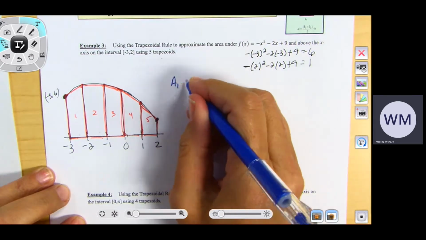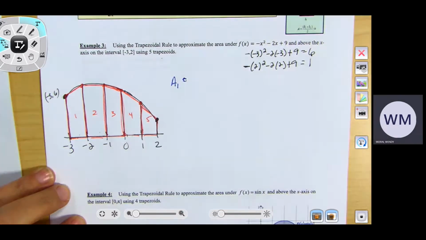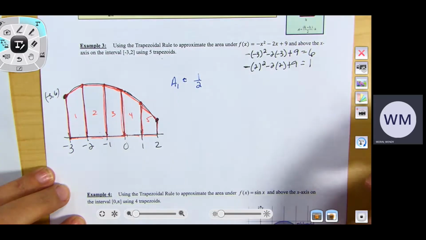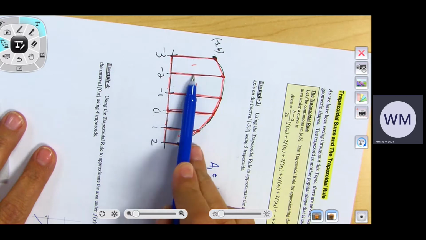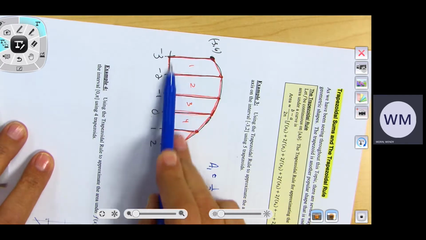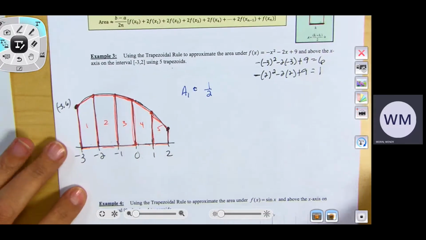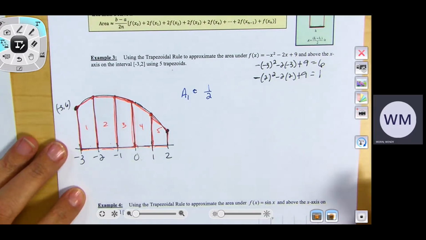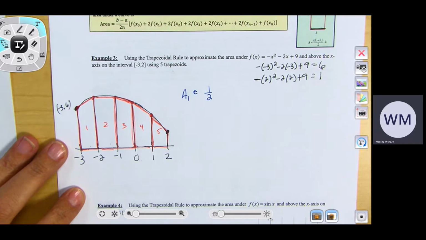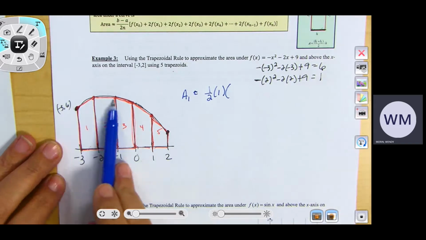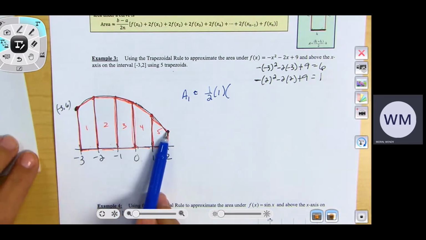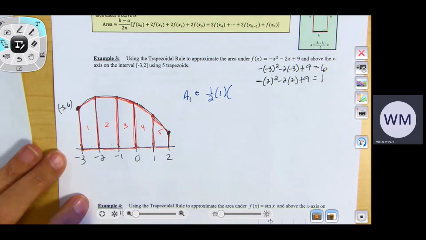So area number 1. Area number 1, the area of a trapezoid, is 1/2 the sum of the two bases. Now again, these are your two bases. This is the trapezoid. These are bases. This is the height. 1/2 the sum of your two bases, or 1/2 the height times your sum of your two bases, however you have it memorized. Our height is 1. The sum of the two bases. Well, we didn't figure out these y values yet. So I'm going to go ahead and do those for you.